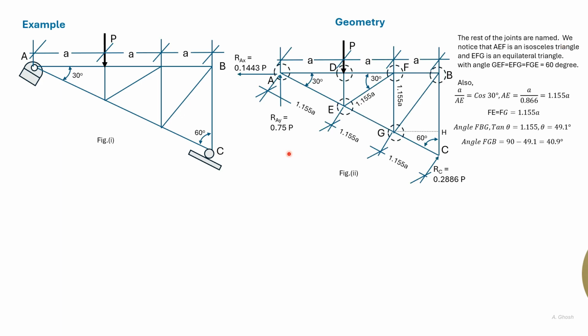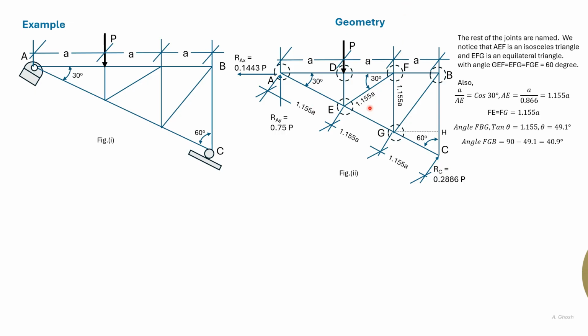Here is another diagram. Initially, we denote the joints. So this is joint D, E, F, G. We see that ED forms a perpendicular with AF, and it also bisects AF. AEF is an isosceles triangle. Also, cos 30 is equal to A divided by AE, which gives AE as 1.155 A.